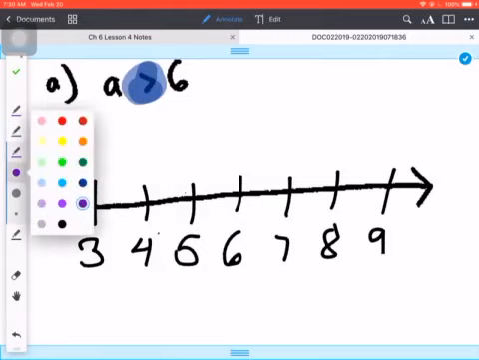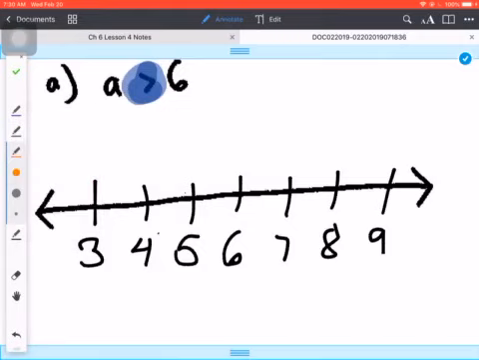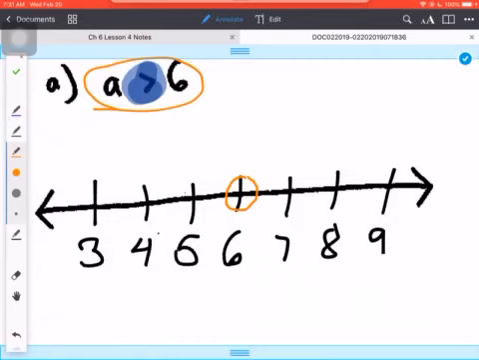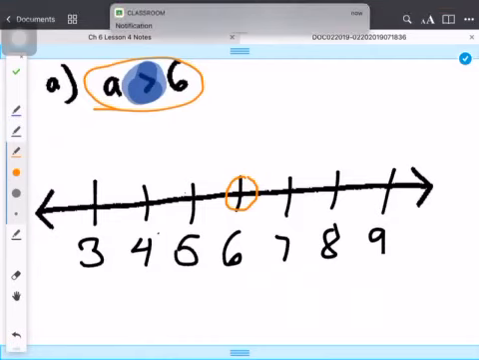Let's use orange. So we're looking at A is greater than 6. So 6 is really where I want to start. But it cannot be equal to 6. So what I'm going to do is I'm going to draw a circle here to show that it is starting at 6, but it cannot be 6. Next, I'm going to draw a line. It says A is greater than 6. So it means A has to go into the right direction because every number to the right is greater than 6.